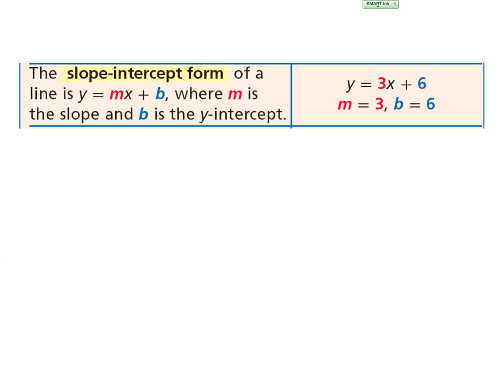So we'll either start with the slope and the y-intercept and make the equation, or once we have the equation, then we'll say, okay, now looking at that equation, what would the slope of that line be? What's its y-intercept? So that we can do some comparing.